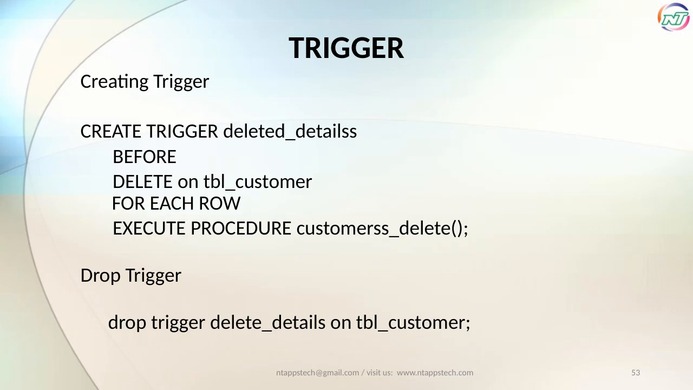In this example, we created a trigger named deleted details that activates before a delete operation on the TBL customer table happens. For every row that is about to be deleted, this trigger will run a specific function called customers delete. This setup allows you to perform custom actions automatically whenever a delete command is issued on that table, such as logging changes or enforcing business rules.